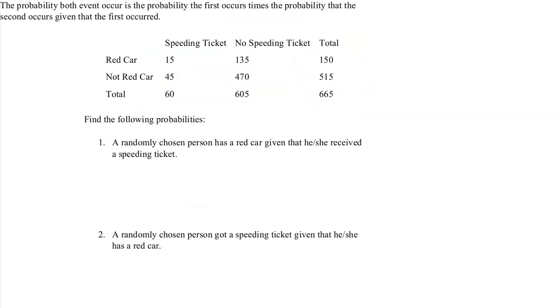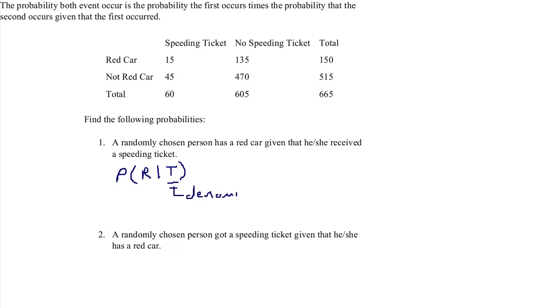Okay, so we're going to look back at that table that we had, and we're going to find a couple of different conditional probabilities. What is the probability that a randomly chosen person had a red car, given that he or she received a speeding ticket? What is the probability that a person chosen at random has a red car, given that he or she has a speeding ticket? So this given that piece right here, this is our denominator.